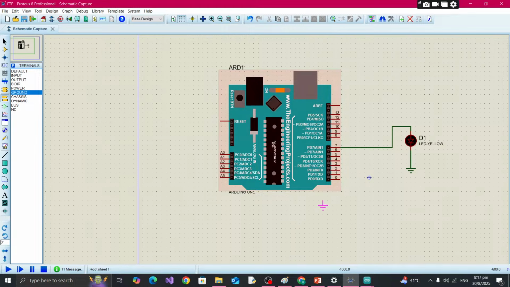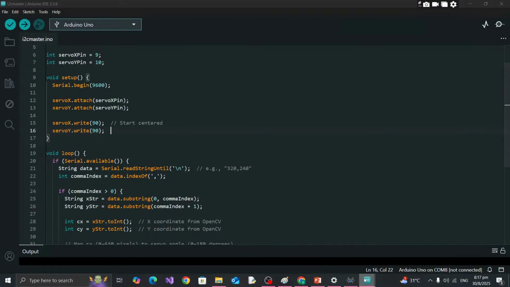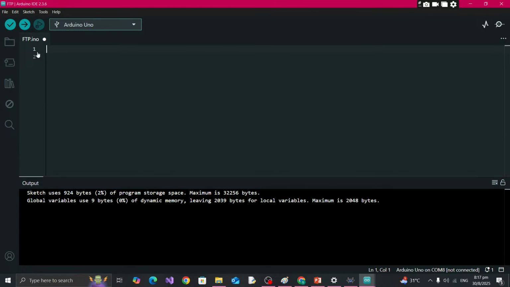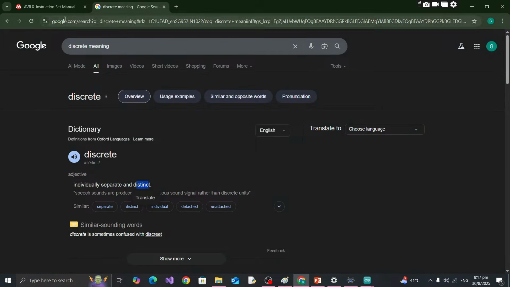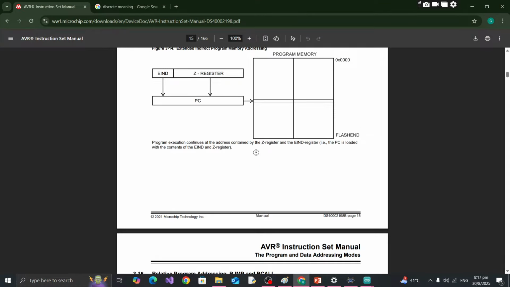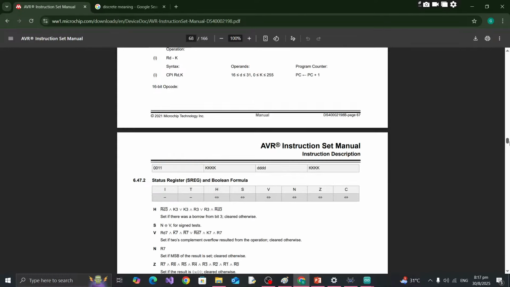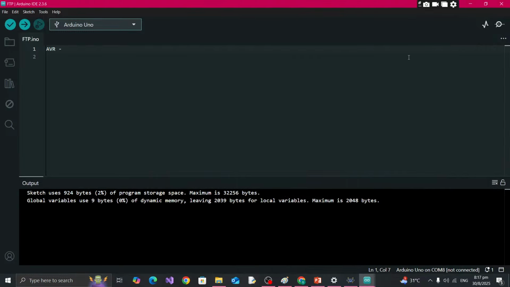Okay. Next, now what I have written is Arduino programming. This is very easy to do, but we need to know embedded programming. We need to know AVR architecture. In AVR architecture, you can go and see the instruction set manual online. We need to know the architecture in order to control the hardware inside that microcontroller.